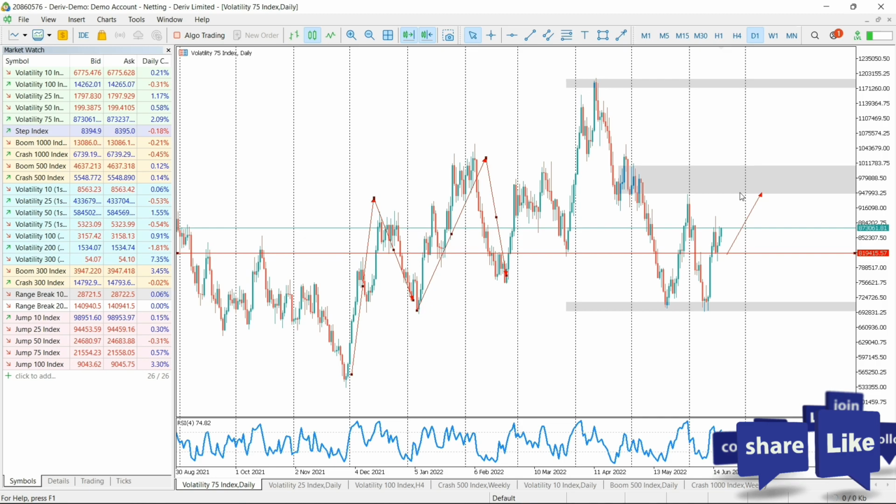But I'll always advise you to use good risk management and get a capital that you can follow a good risk management plan. So traders, these are some of the key things that you should know about volatility 75. Anytime you hear volatility 75, think of price action. And you can also add things like RSI for divergence, which really works very well with volatility 75 and also the other volatility indices.